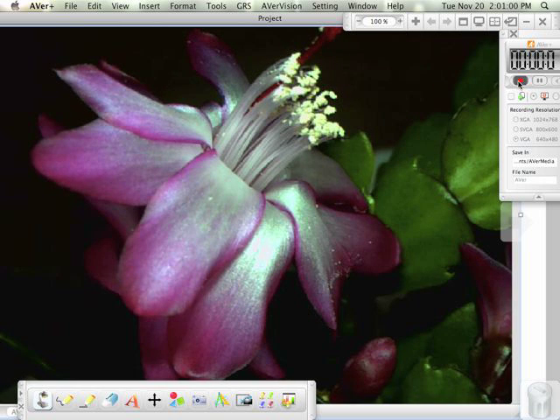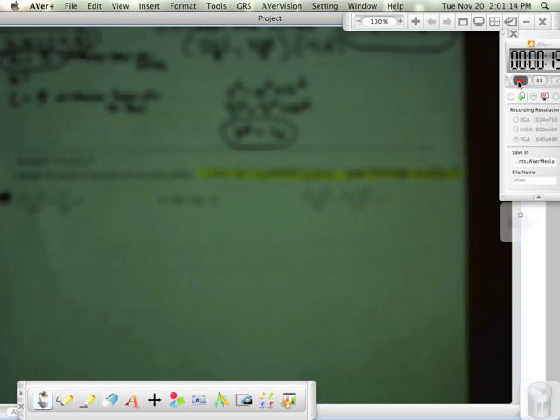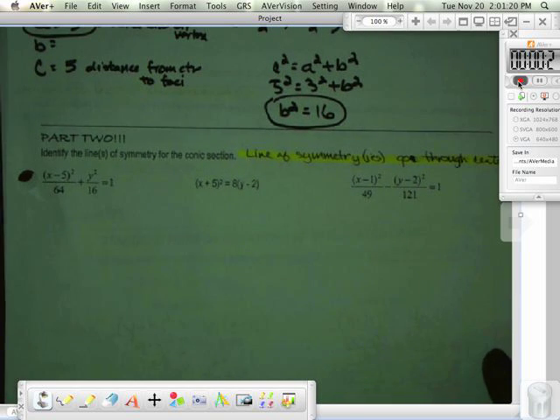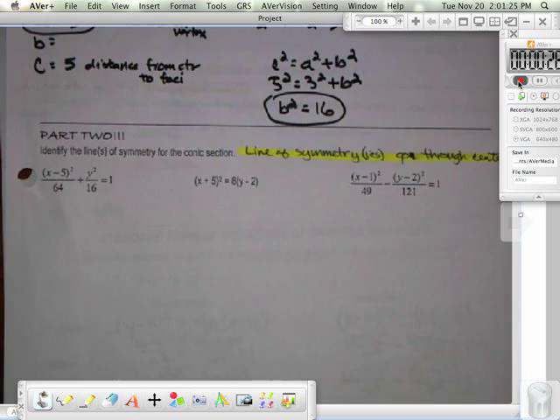Okay, here we go. 9.6 part 2. Isn't that flower pretty? Thought it might be better to look at than conic sections, but alas, we have to do it. So let's finish this. All right, let me focus because it probably would help. Okay, here's part 2 of 9.6, the last section we have to do in this chapter 9.